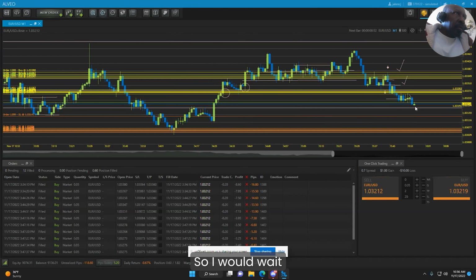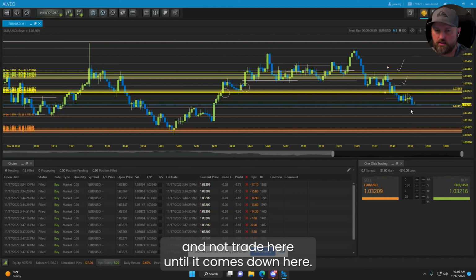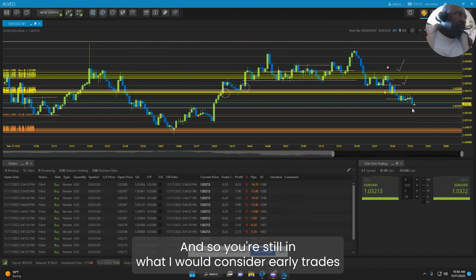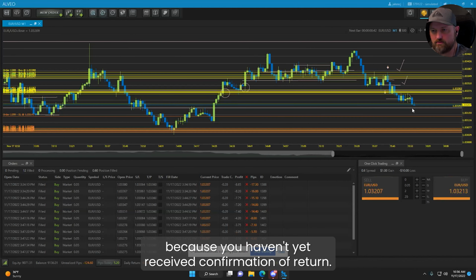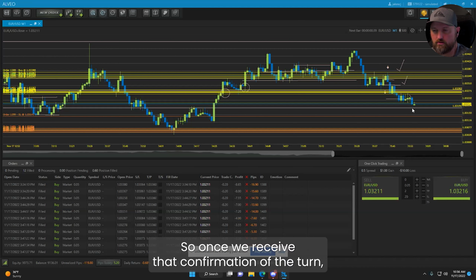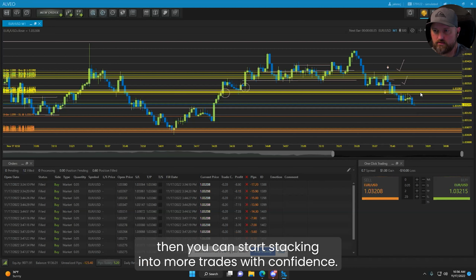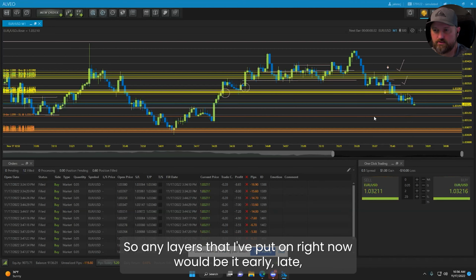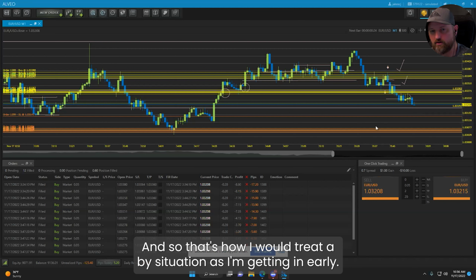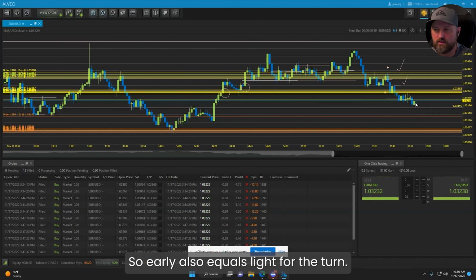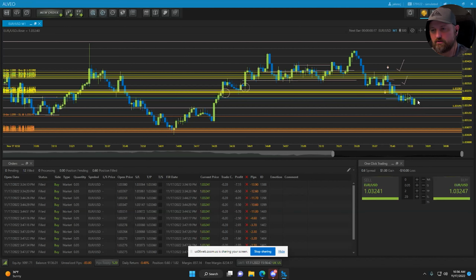So I would wait and not trade here until it comes down to this point. And then you're still in what I would consider early trades, because you haven't yet received confirmation of the turn. Once we receive that confirmation of the turn, then you can start stacking into more trades with confidence. So any layers that I put on right now would be early trades into buys for the turn. That's how I would treat a buy situation, as I'm getting in early. So early also equals light for the turn, right?